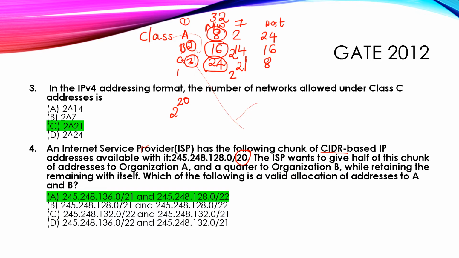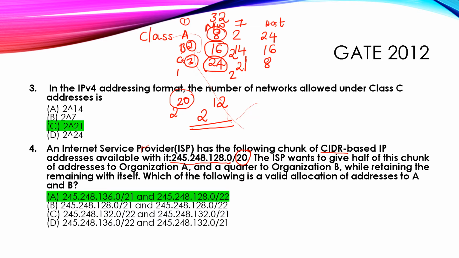Among these 2 raised to 20 networks, this ISP has got this address. Then the ISP wants to give half of this chunk of addresses. 20 bits are used for the network, which means the remaining 12 bits are for the host. That means 2 raised to 12 host addresses are with this ISP.